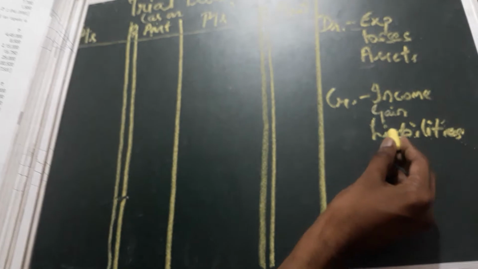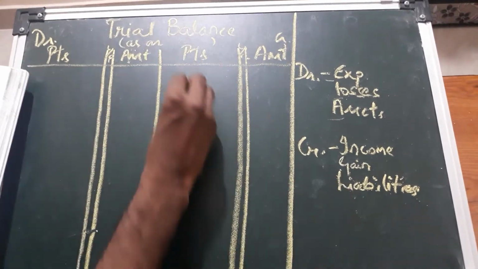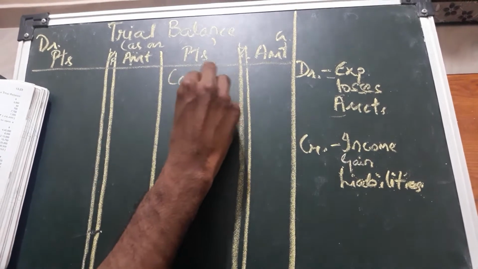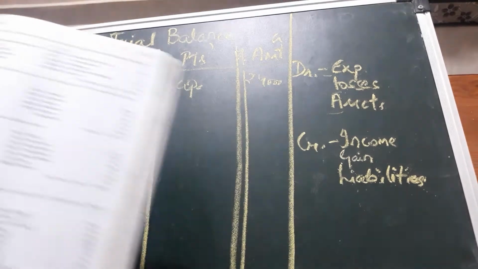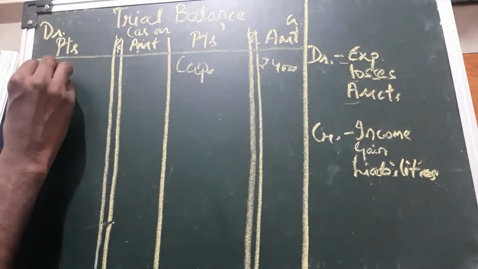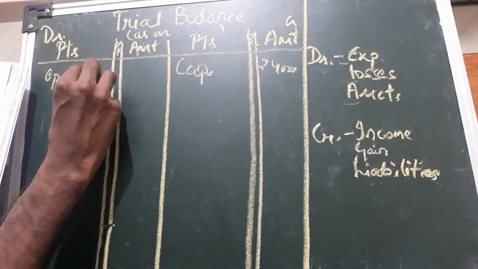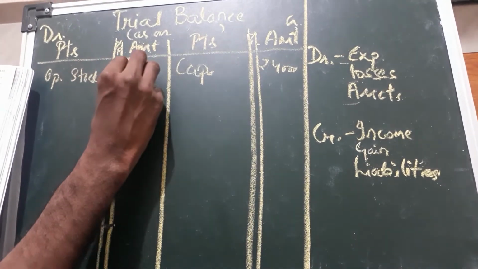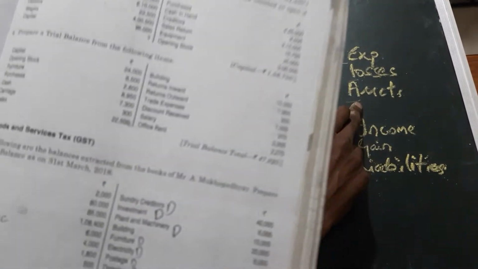Capital is a liability for the business, so it will appear on the credit side. Next one is opening stock, which is a deemed expenditure for the business, so it appears on the debit side. Next one is furniture. Furniture is an asset.